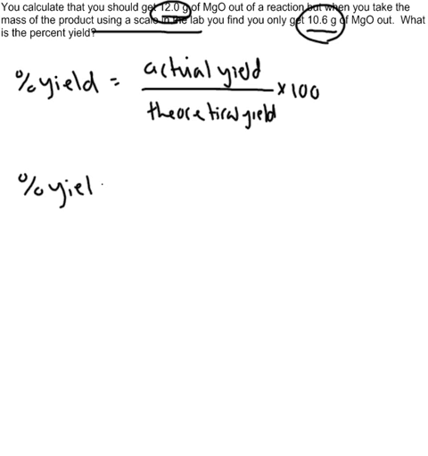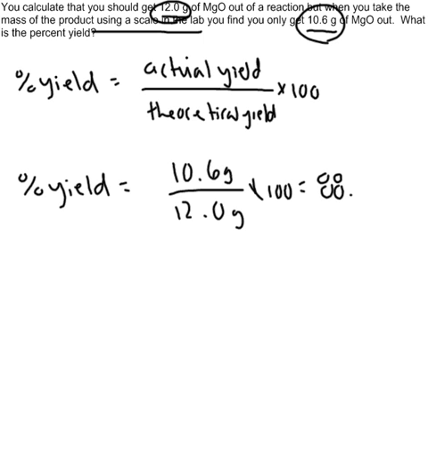So if we wanted to solve this, then we take the actual, which was 10.6 grams, all over 12 grams, times it by 100, and you get 88.33%. So what this means is you lost roughly 12% of what you should have got out, due to either product that stayed in the crucible or you didn't have the right mass in the first place. I mean, there's a million things that could have gone wrong here.